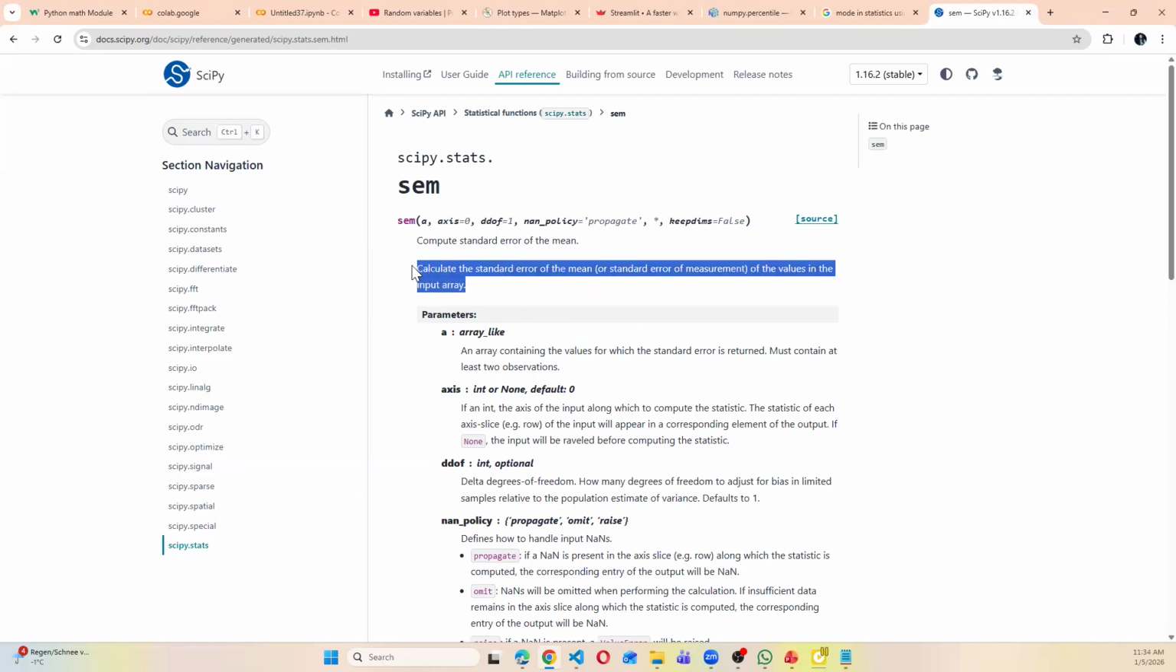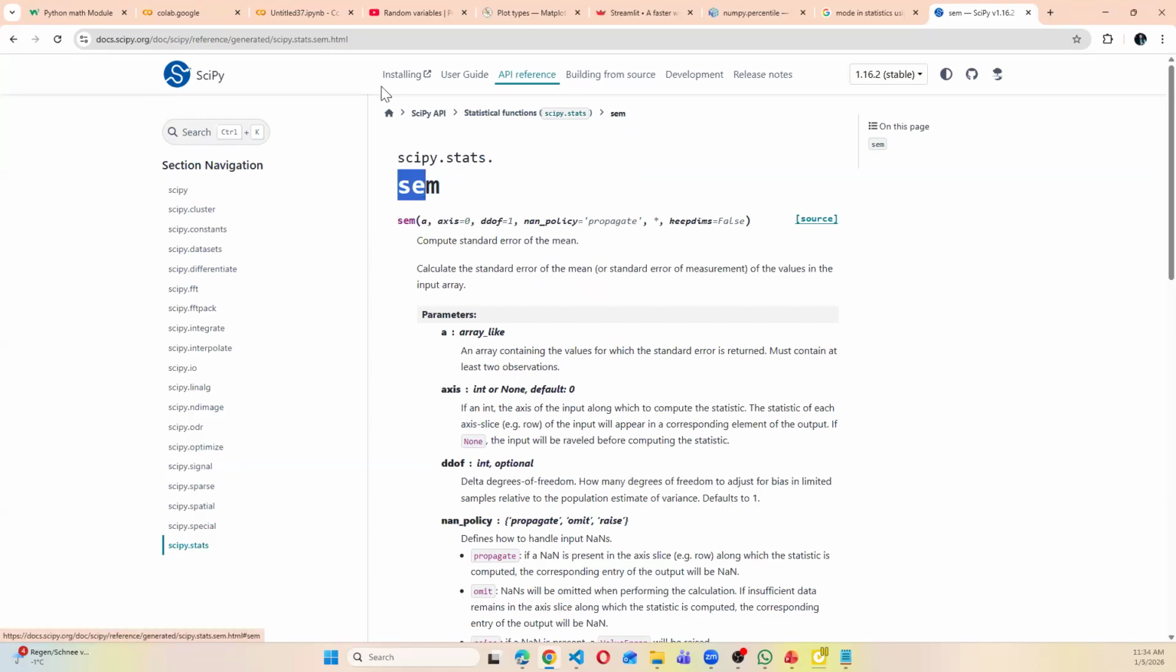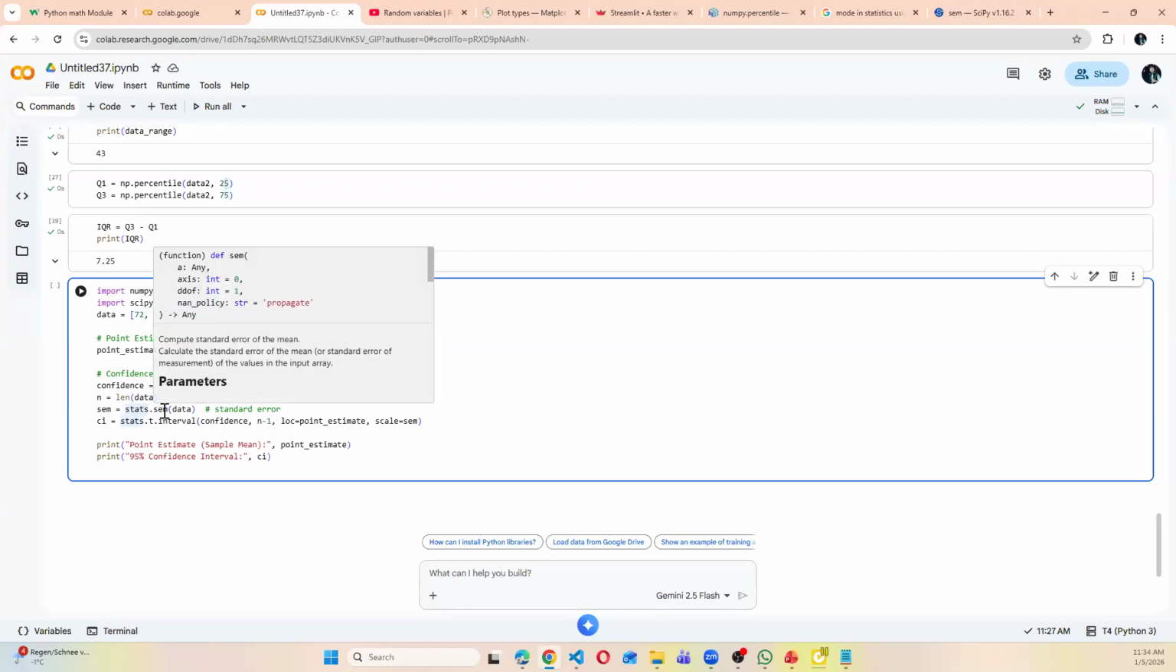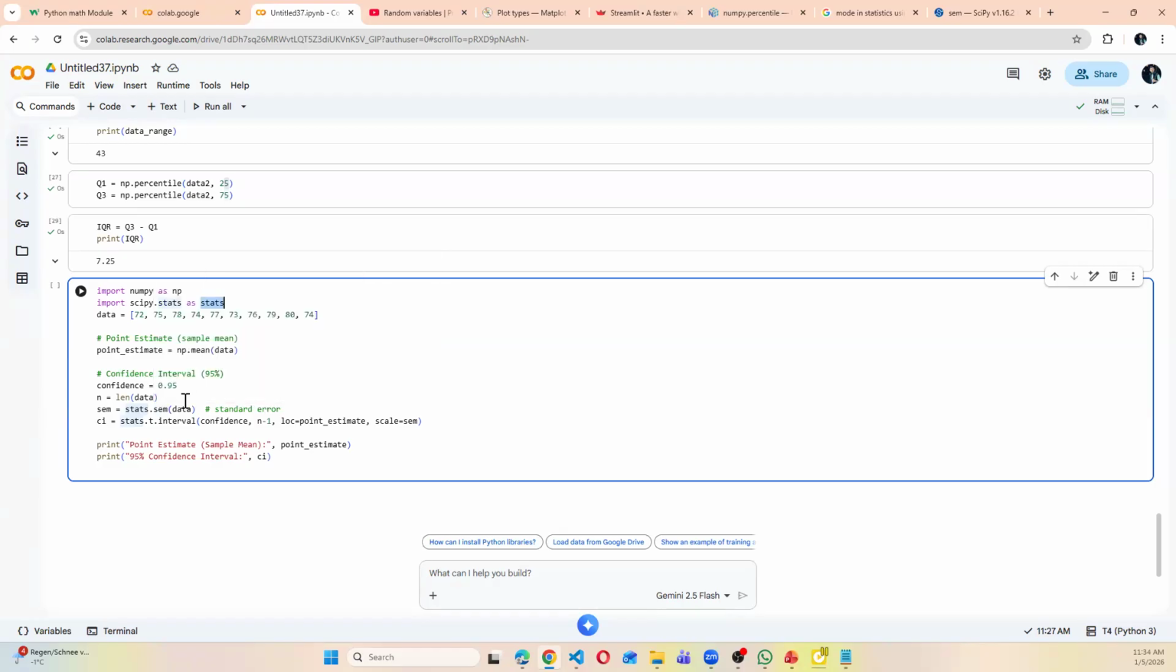So we need the same error, so we need this one. For this one, we will find it from this library, scipy.stats, and this is the function sem. So they have done the same. Here you can see we import this library as stats, the name shortcut, so stats.sem. You can say it computes the standard error of the mean. So standard error is done with this one.